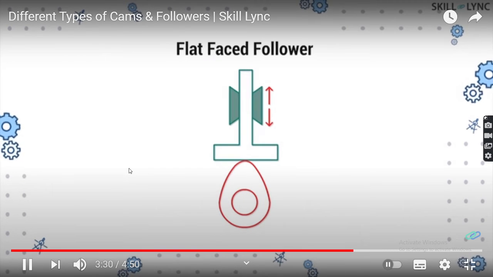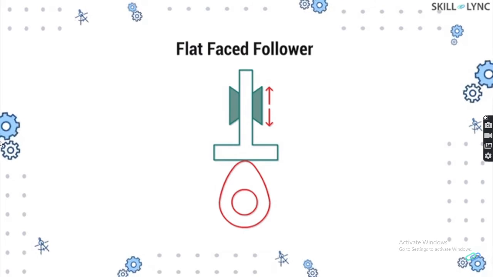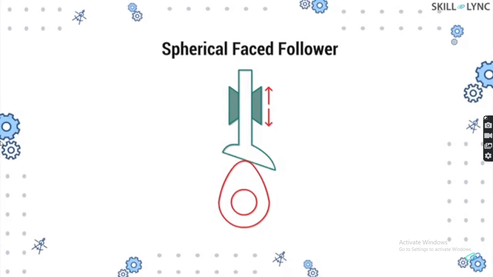Here, as the name suggests, the follower has a flat contact surface. This type of follower is used for quick motion, but it develops high surface tension in case of misalignment and deflection. For overcoming the disadvantage of the flat-faced follower, spherical-faced followers are used. Here, the contact area of the follower is in spherical shape, which results in lesser wear and lesser tension.